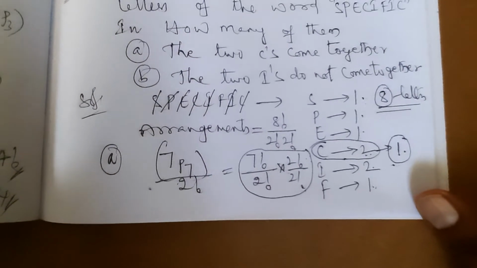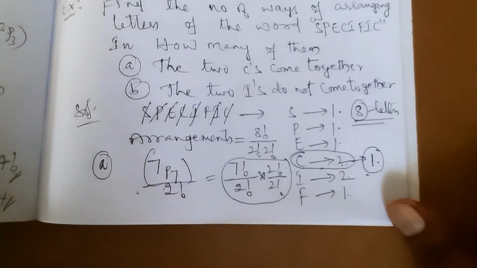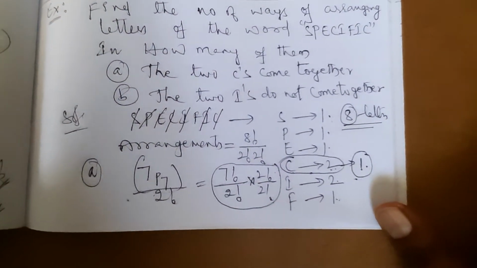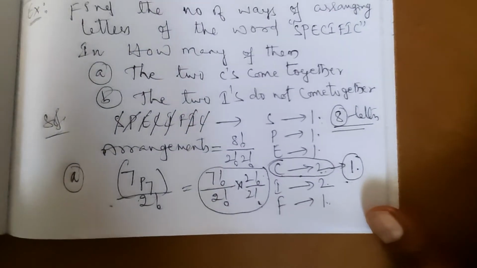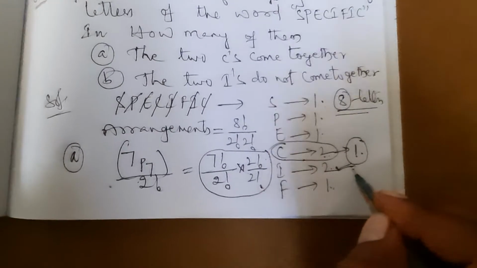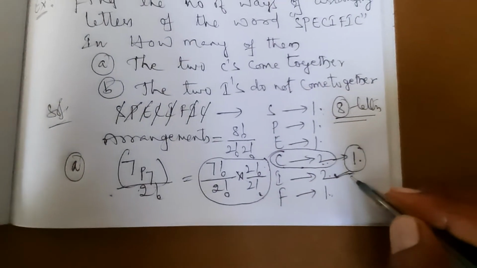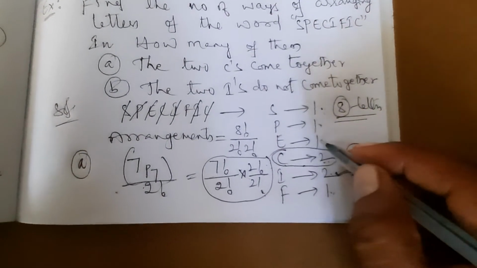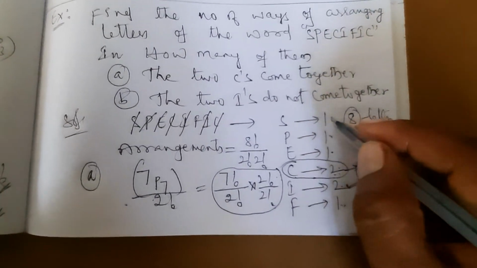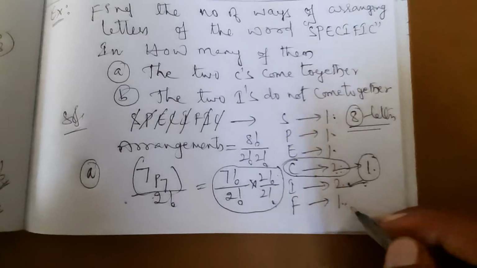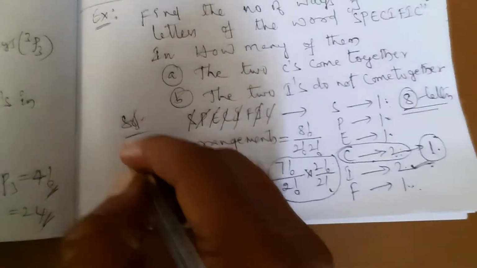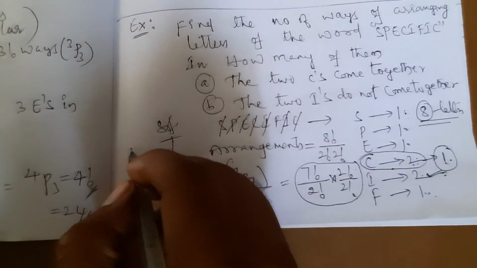Next bit. The two I's do not come together. Do not come together means, as I told you, immediately separate them. Those two I's, separate them. If you separate them, how many things remain? 1, 2, 3, 4, 5, 6 things are there. First you can arrange these 6 things. How many ways can you arrange them in general? 6 factorial.